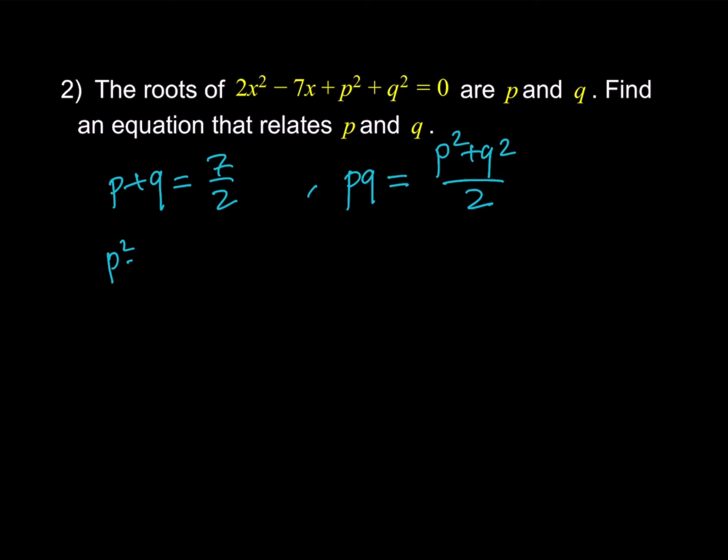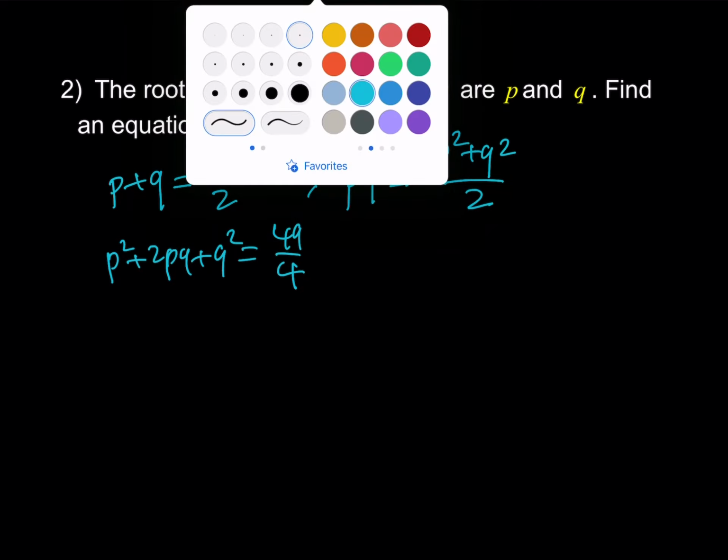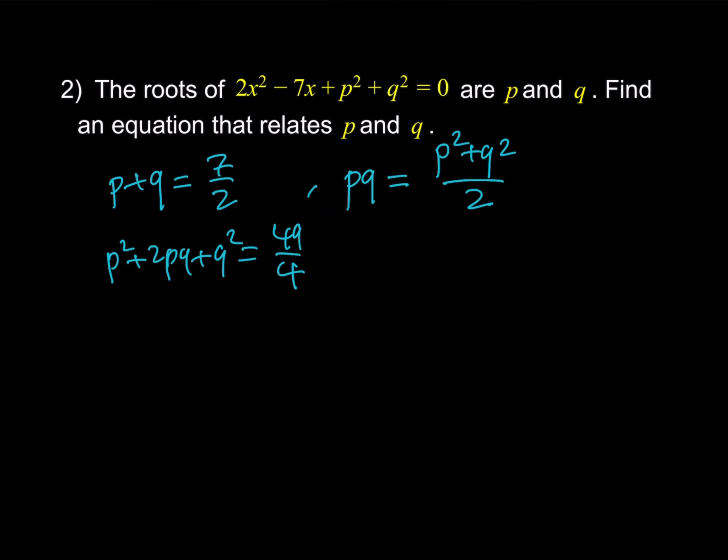That'll give me p squared plus 2pq plus q squared is equal to 49 over 4. And then what I can do is replace p squared plus q squared with 2pq. Then I'll get 2pq, but then pq is equal to that, and so on and so forth. Anyways, you can definitely do it that way, but I have a different approach, and that is actually really cool. I really like this problem for that reason.